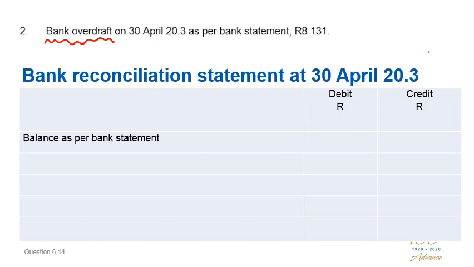Remember the rules in bank reconciliation. I've got a positive and a negative according to the basic accounting equation. So bank overdraft is not a positive balance but a negative balance. So I will have to start with this amount in the debit column of the bank reconciliation statement.